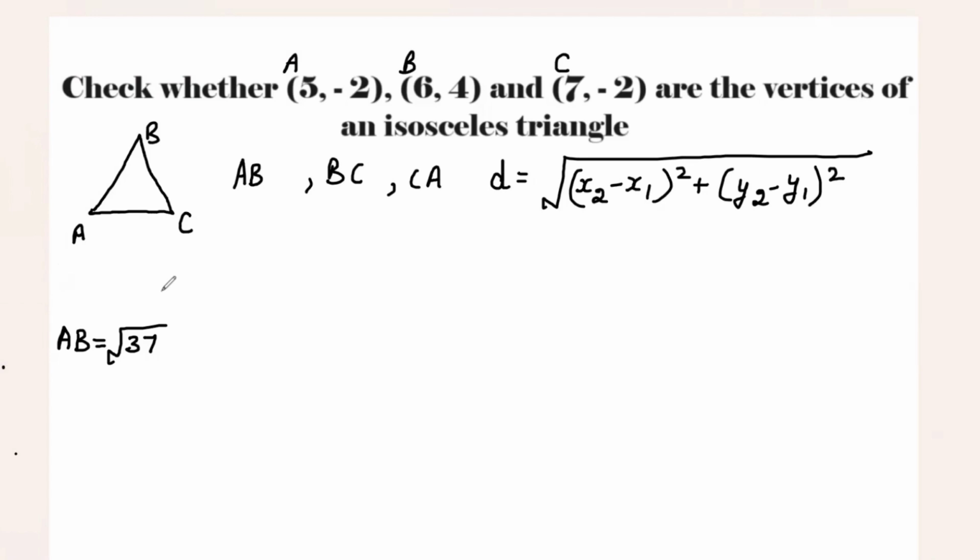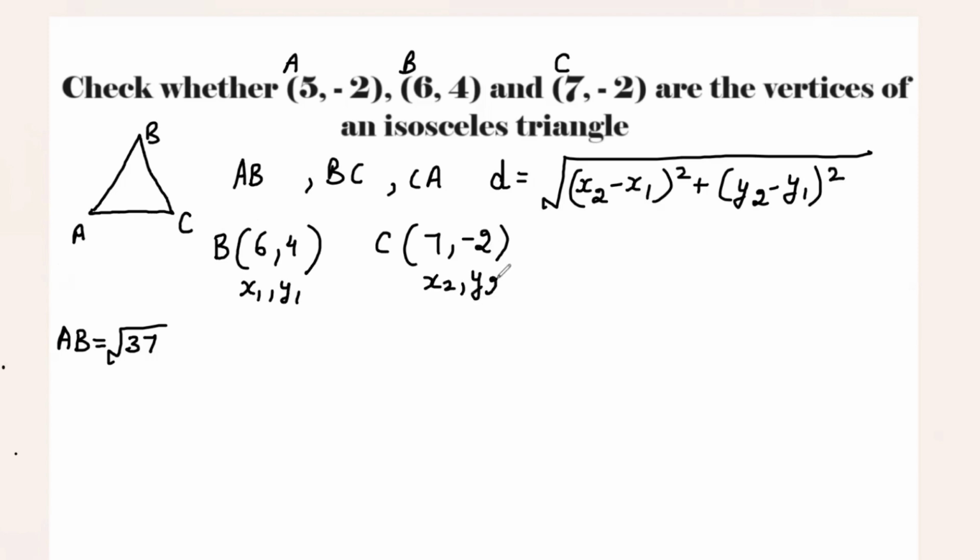Now we will calculate the length of BC. So we'll write B (6, 4) and C (7, minus 2). We will consider B as x1, y1 and C as x2, y2. We have to repeat this step to calculate the different lengths so that we will not make any mistake. Now we have to substitute the values of x1, y1, x2, y2 in the formula.